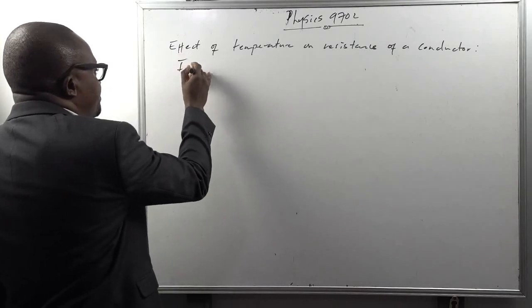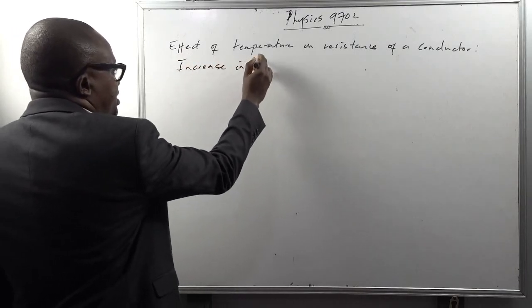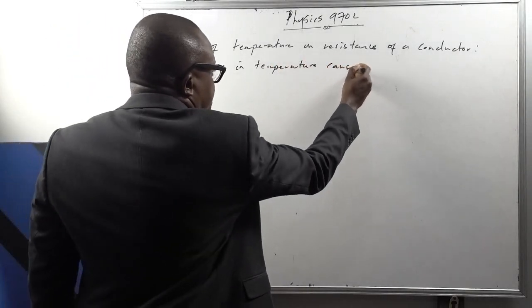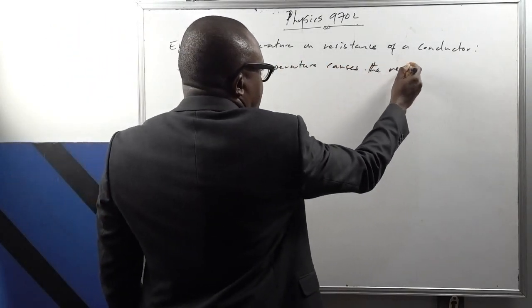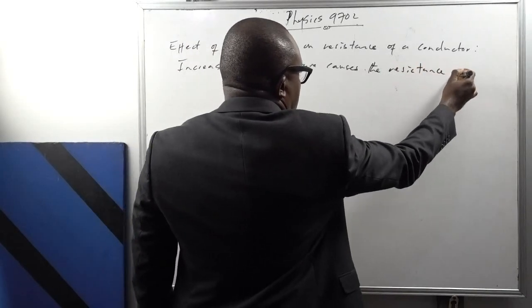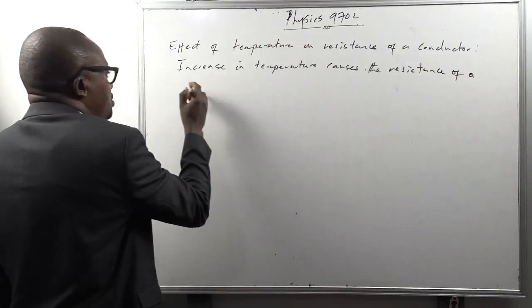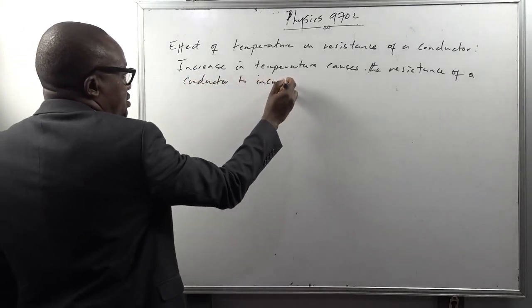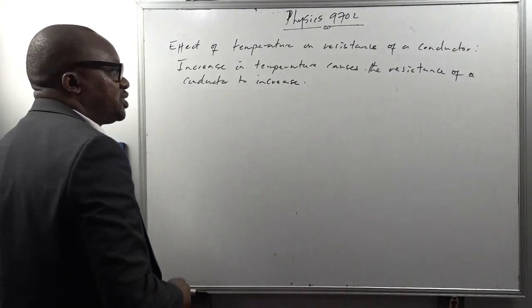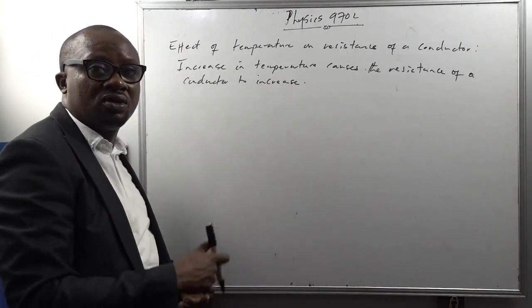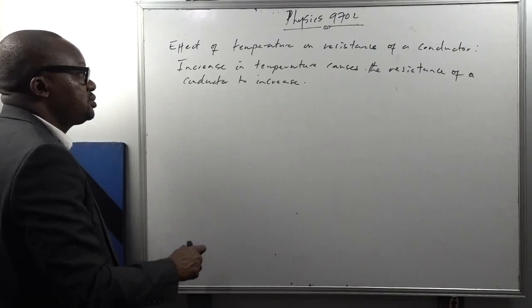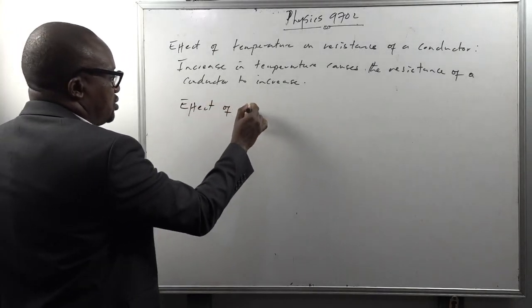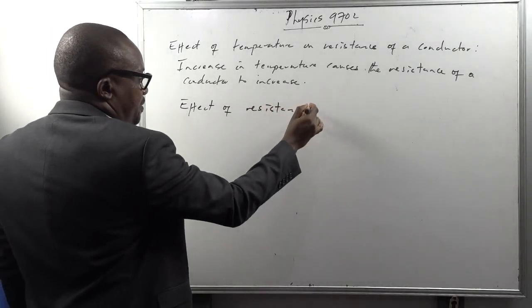Increase in temperature causes the resistance of a conductor to increase. So when temperature increases, resistance of a conductor increases.